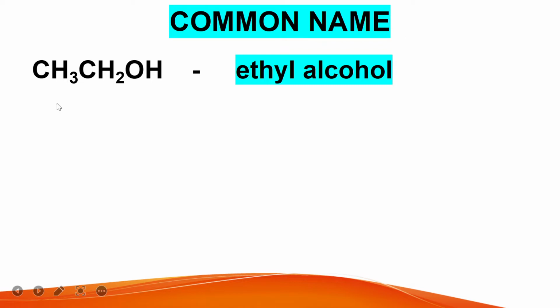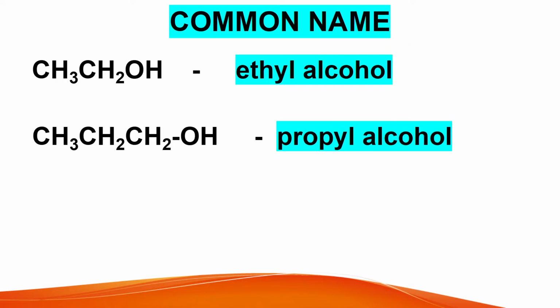First, we have here the condensed structural formula CH3CH2OH. As you can see, there are two carbon atoms in this structural formula. So, the alkyl group is ethyl. The rule states that we have to name the alkyl group and add the word alcohol. So, the corresponding name of this structural formula is ethyl alcohol.